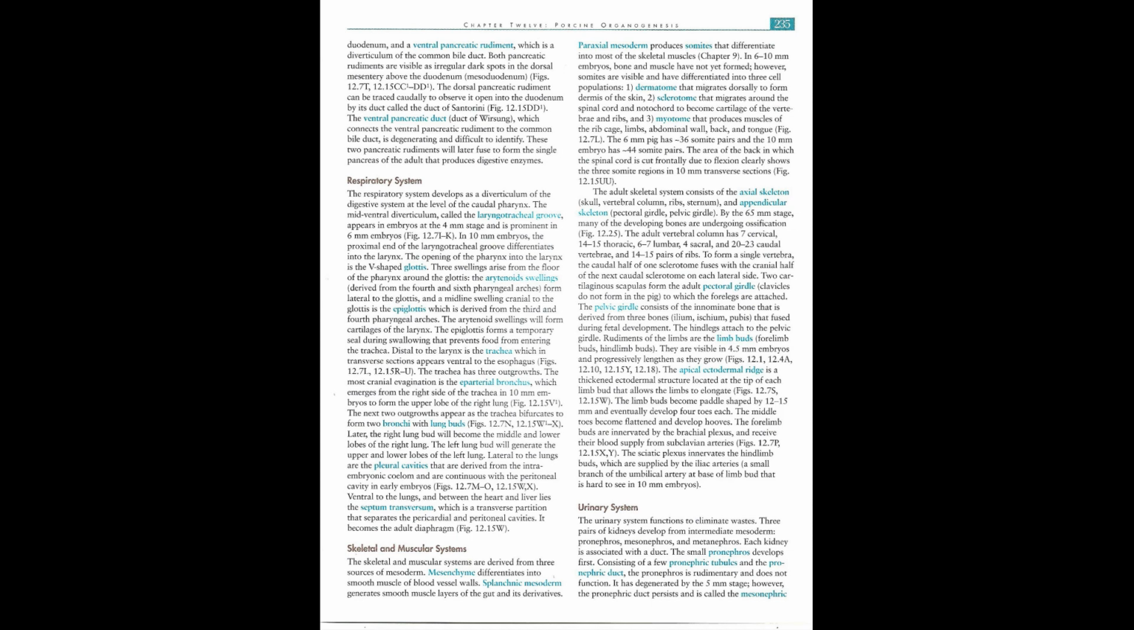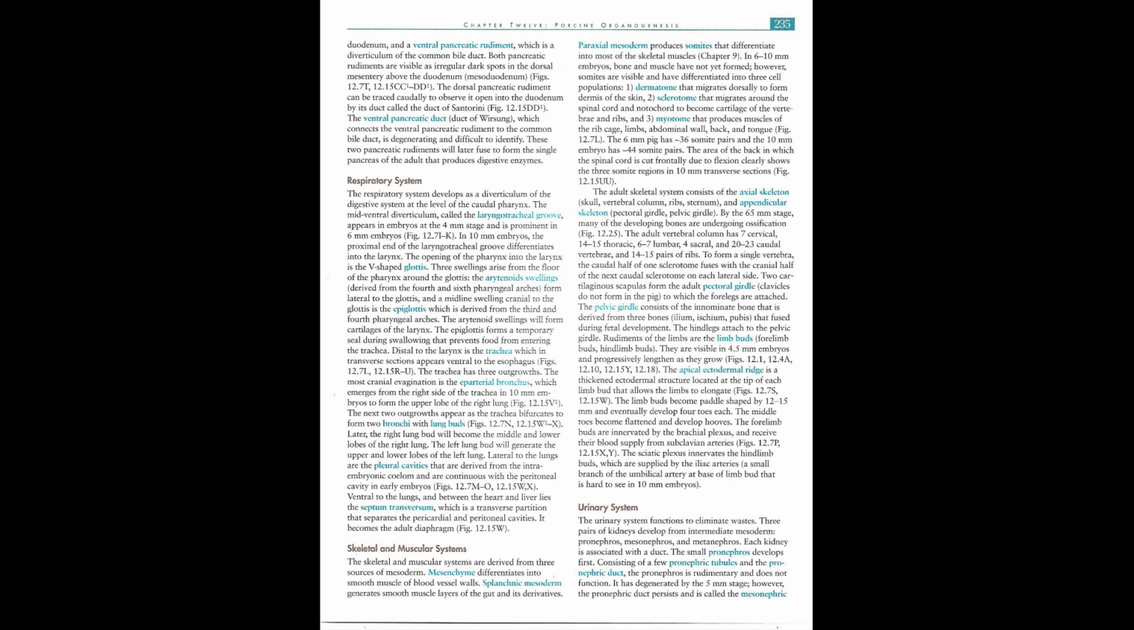The 6 mm pig has about 36 somite pairs and the 10 mm embryo has about 44 somite pairs. The area of the back in which the spinal cord is cut frontally due to flexion clearly shows the 3 somite regions in 10 mm transverse sections, Fig 12.15.